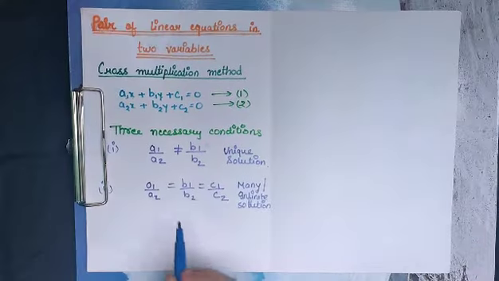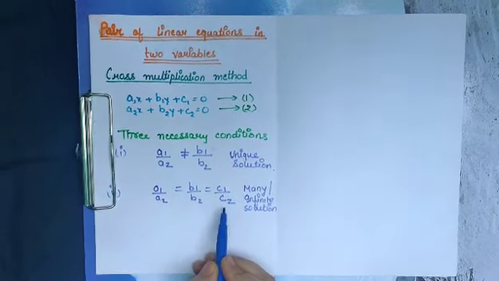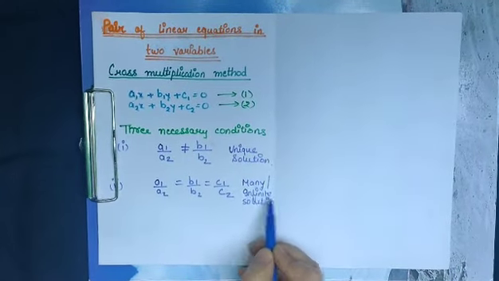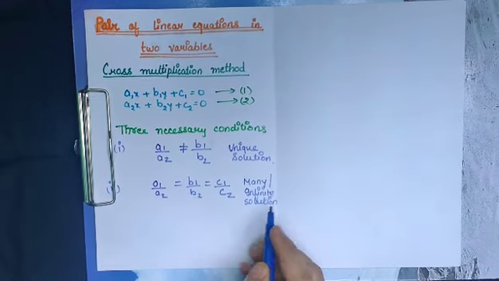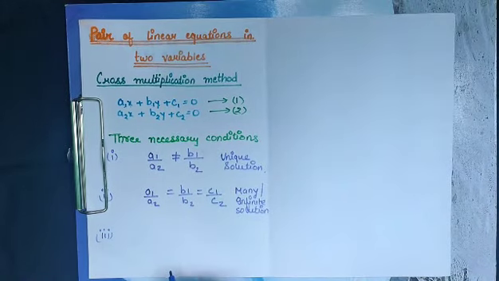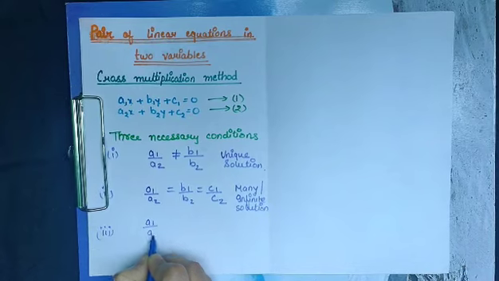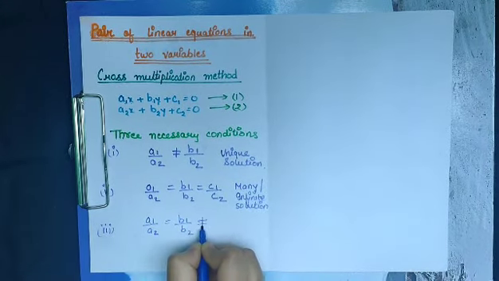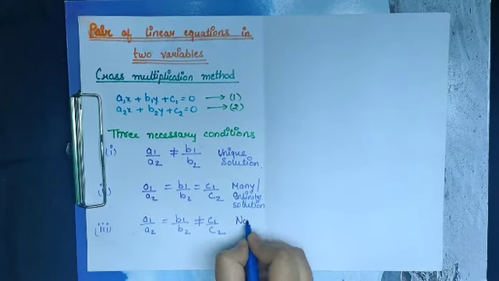That is the first condition. Second condition: a1 upon a2 equals b1 upon b2 equals c1 upon c2. Then this pair of linear equations will have infinite solutions or many solutions. That means we cannot find a unique solution for the equations. Third condition: a1 upon a2 equals b1 upon b2 which is not equal to c1 upon c2. Then this pair of linear equations will have no solution.